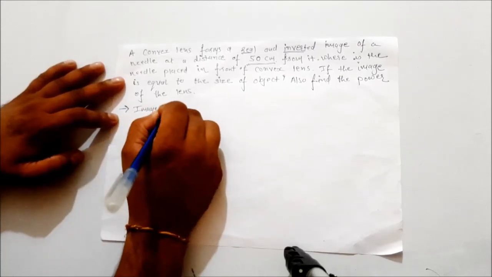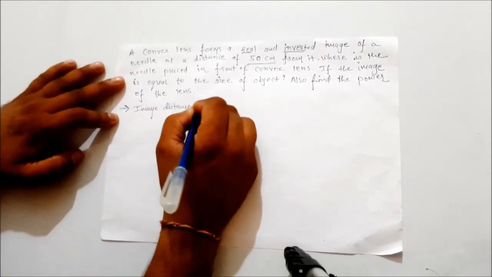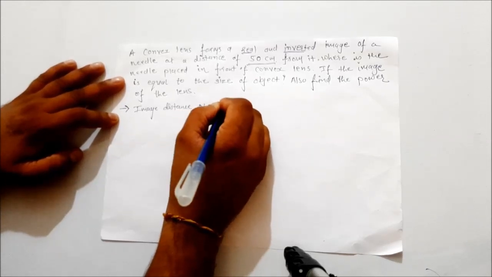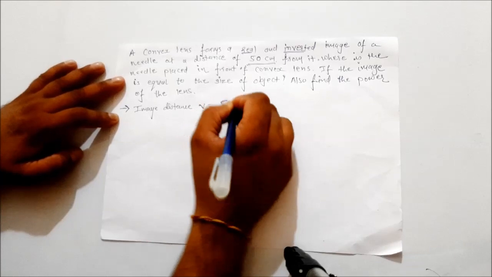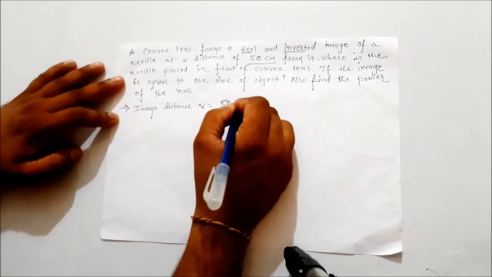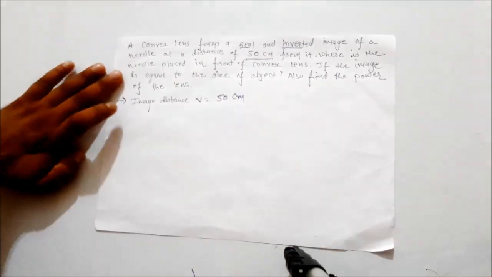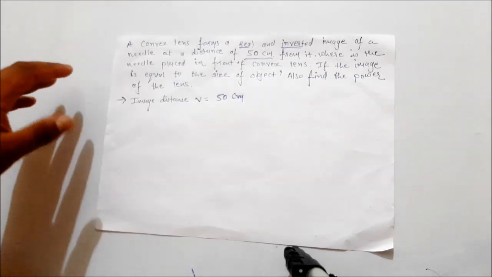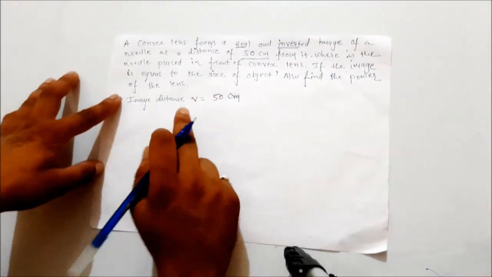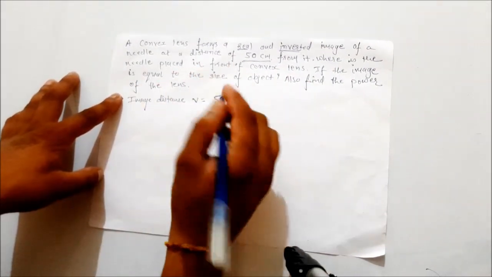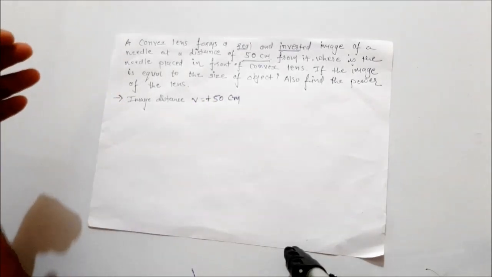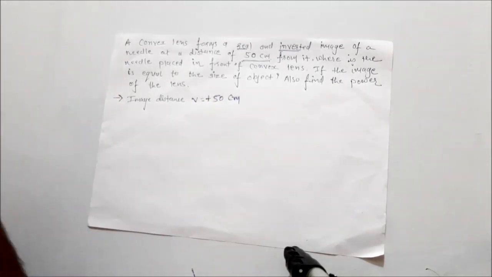Image distance v is equal to 50 centimeter and magnification is 1. That means the object must be placed at twice f, right? It will be at twice f. So always the image we will get at the right side, so the value of v that we will consider is positive 50 centimeter.